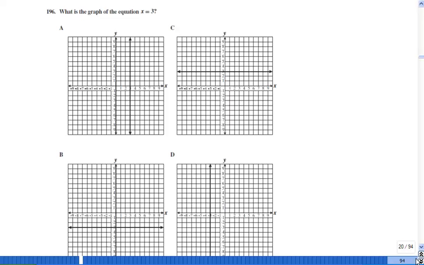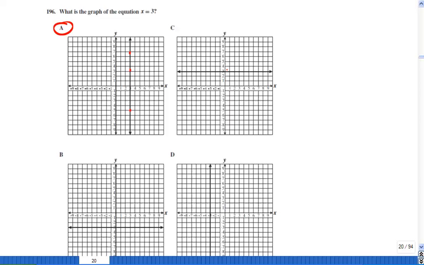Let's try another one. What is the graph of the equation x equals 3? Well, for this type of problem, you're looking for a line where all the x's of any point on that line are 3. If I choose a point here, is that point x equals 3? Yes, it is. If I choose another point, is x 3? Yes, it is. And so on. As you can see, x equals 3 is the equation of this line. That's why A is the answer.